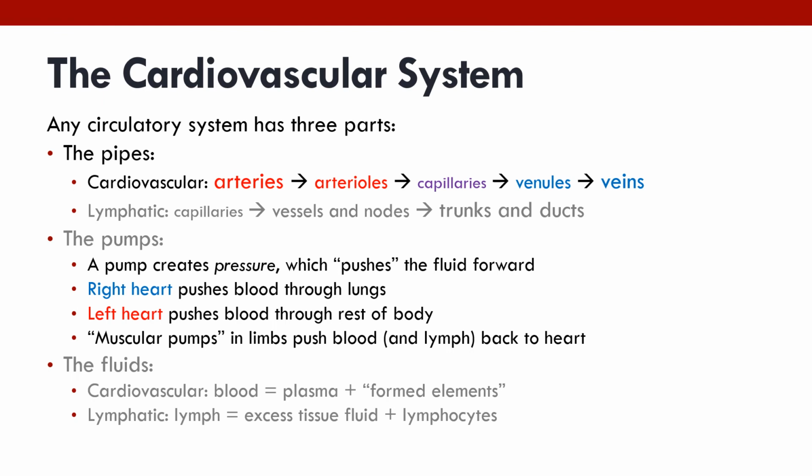Any circulatory system, as I said, has three parts: pipes, pumps, and fluids. The fluids we're going to put off to studying in the next unit on fluid tissues. We'll study the blood at the same time that we study the lymph and the immune system. But we are in this chapter going to study arteries, arterioles, capillaries, venules, and veins, the pipes.